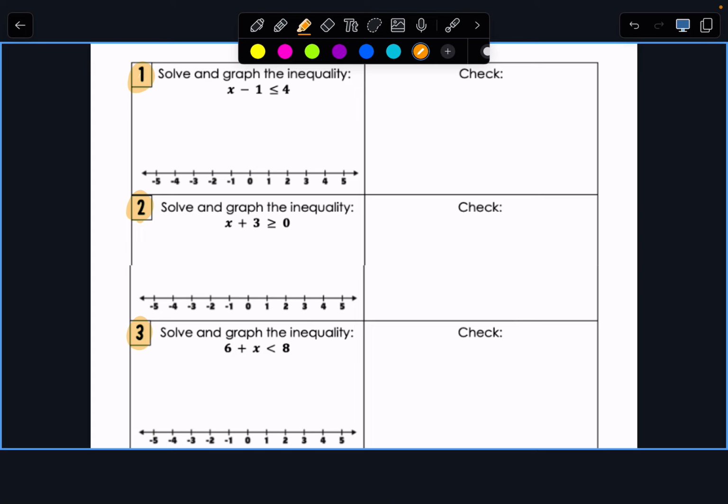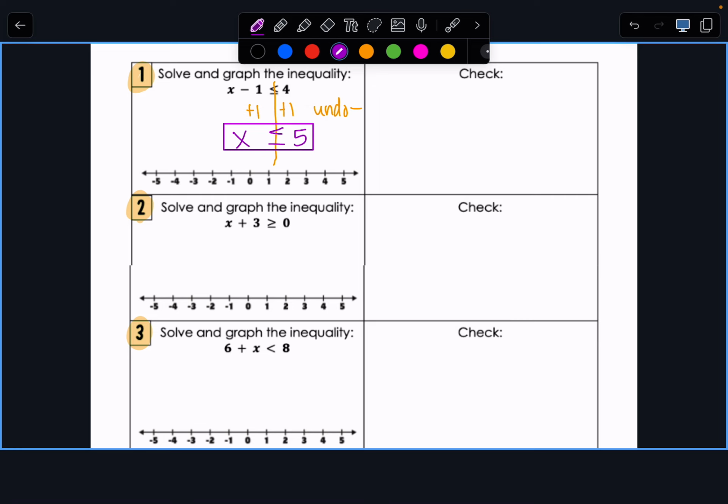Okay, Logan, what did you do in number 1? Okay, Logan says he added 1 to both sides to undo the subtraction, so he has x is less than or equal to 5. Do you agree with Logan? Okay, because Logan is right.